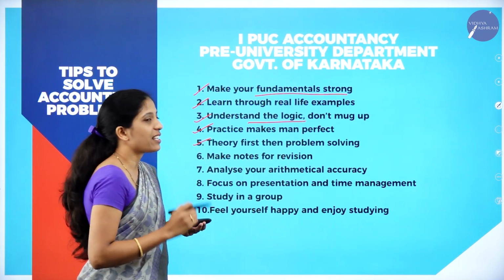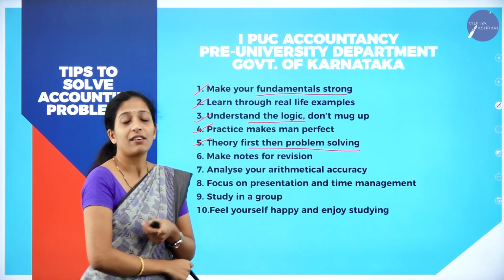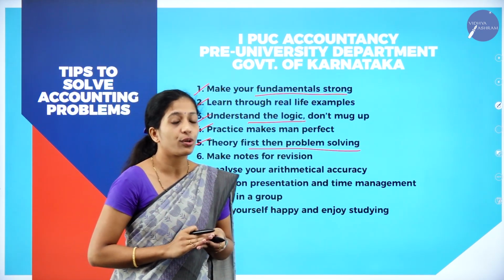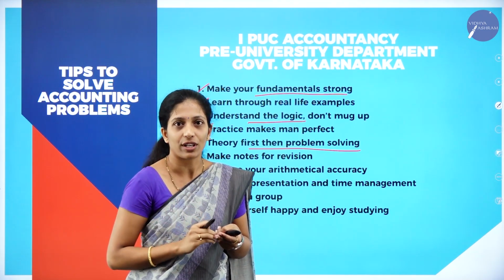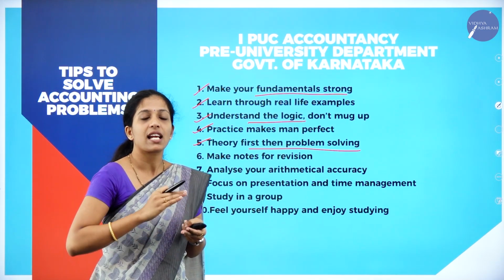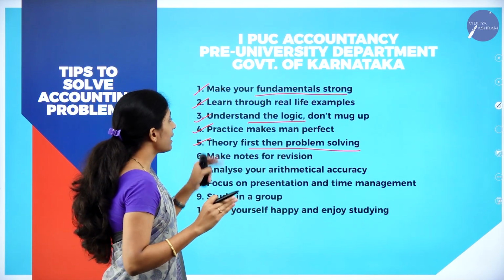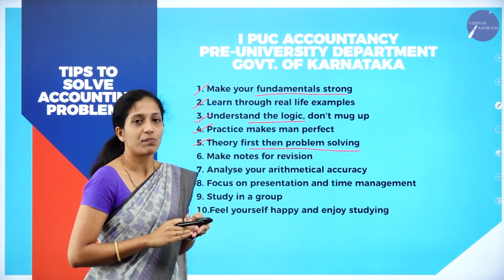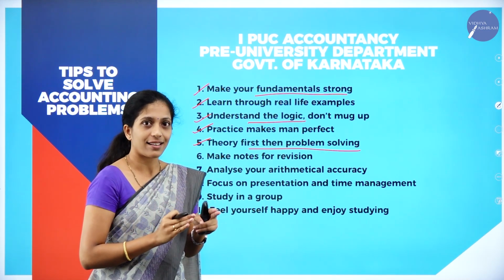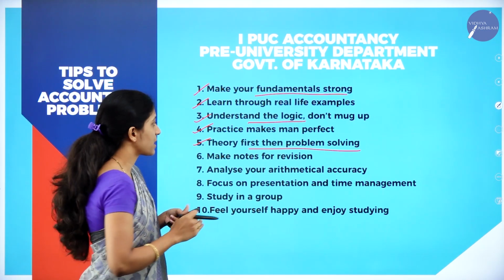Next, theory first, then problem solving. Of course, if you see your syllabus itself, the first two chapters, as I have already told you, give the theory about accounting. Why have they given it? Because once you understand the theory, it will be easy to go for problems. So make sure it is theory first, then problem solving. First you understand the theory, then you can go for solving the problems.